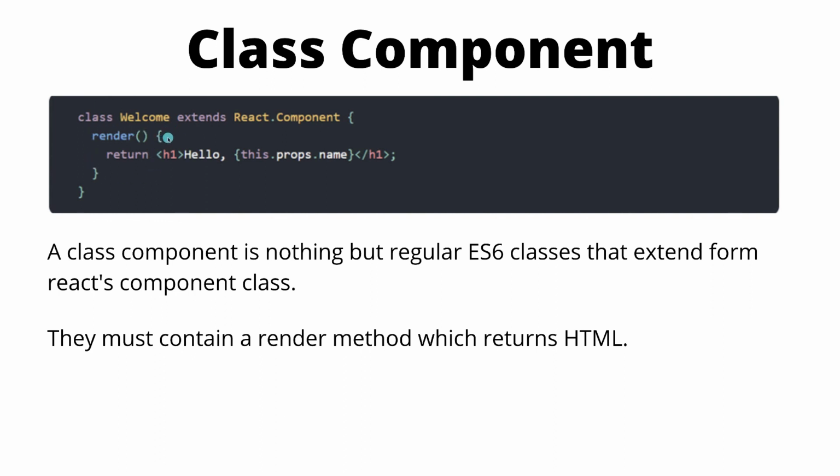And inside this render method, you should always return some sort of HTML. So this is exactly what is being done here. And again, you don't have to worry about this part right here. We will be learning about that later. You only need to understand that this is currently returning a heading tag with some text in it, which is hello. So this is what a class component looks like.